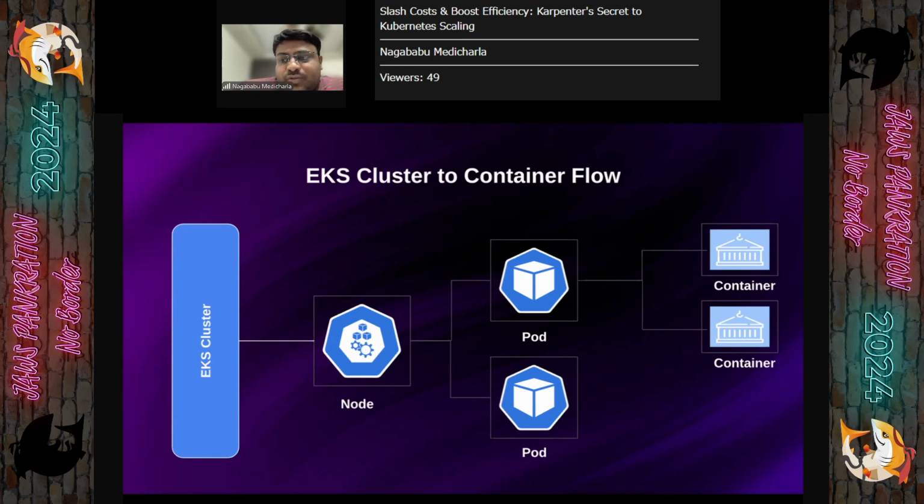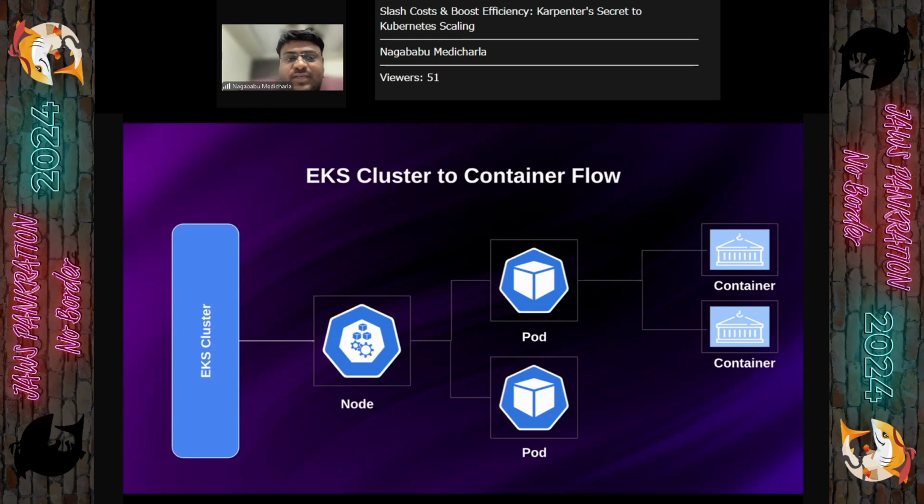Usually, inside the node group you'll have nodes, and nodes are nothing but they will be available inside the node group. So inside the node you have pods. This is where you will actually be deploying the pods. Inside the pods you will have the container. So this is how the hierarchy of EKS objects is.